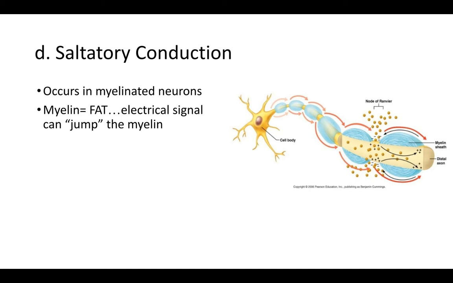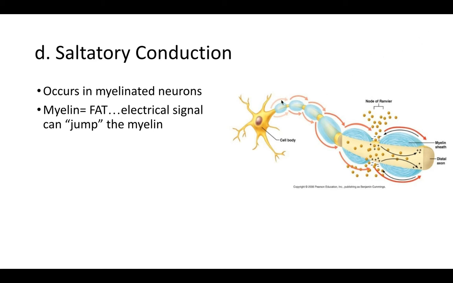So, myelin, remember, depending on if we're central nervous system or peripheral nervous system, is created from some support cells, either the oligodendrocytes or the Schwann cells. And those cells are primarily composed of fat. And fat provides an opportunity for the electrical signal down the axon to skip the fatty pieces.